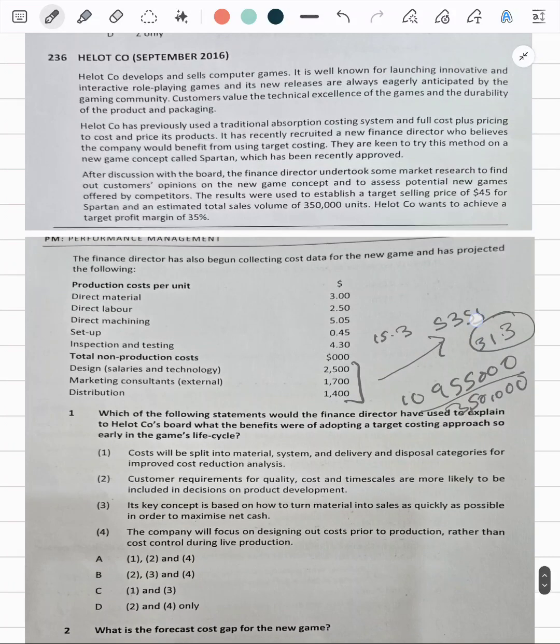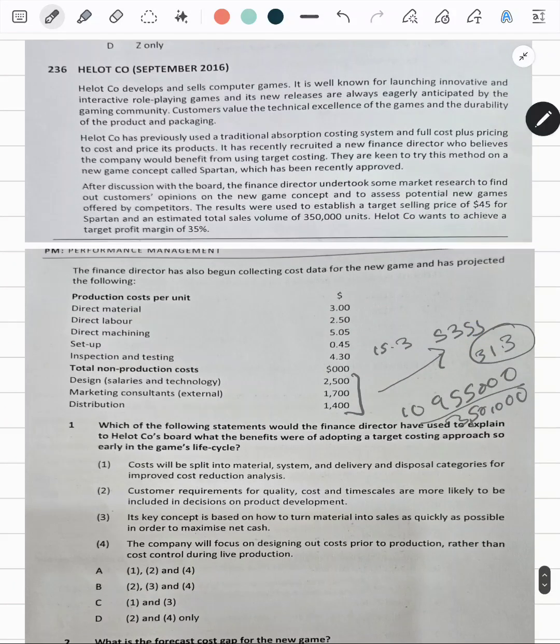But in the question, as you remember, it was given that the selling price is 45. If the selling price is 45 and the target profit margin is 35%, that means if I reduce 35% from 45, I will get the target cost. So the target cost is 29.25. How did I arrive? I simply subtracted 35% from the selling price.